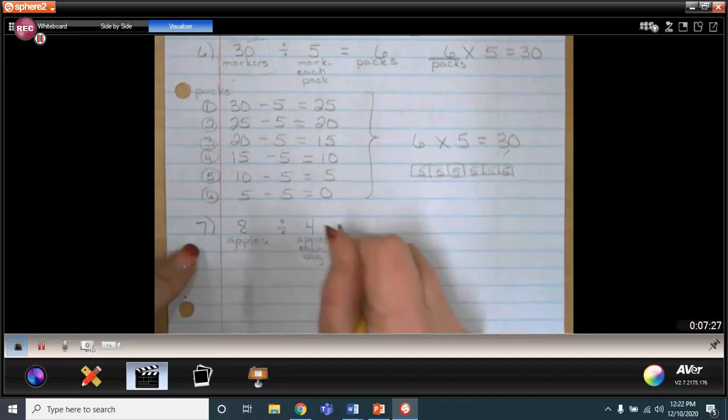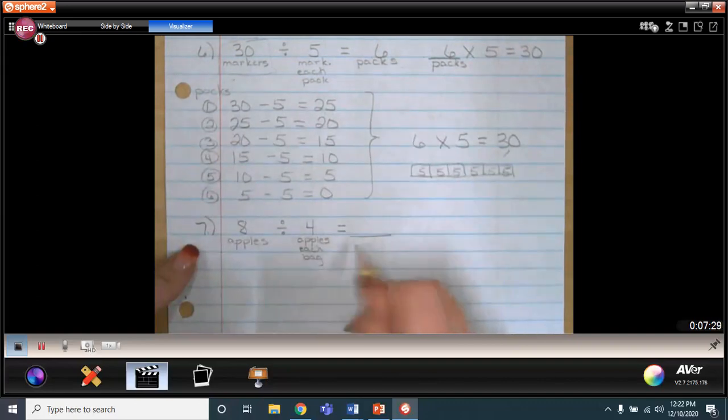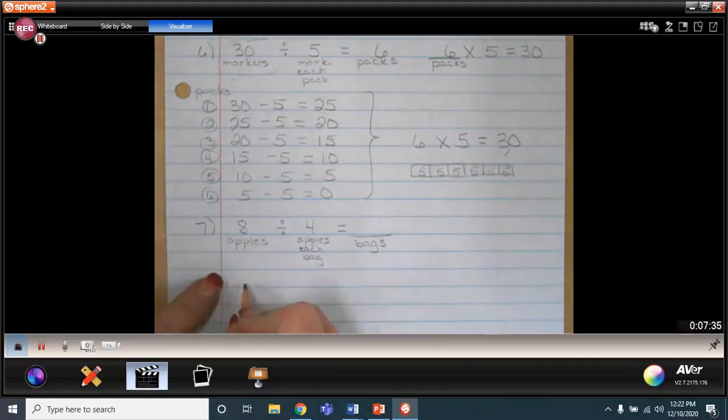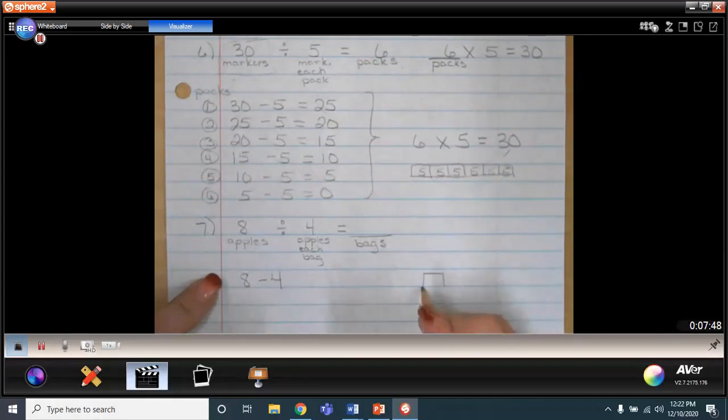And I'm going to see that I'm looking for my groups. My groups are the bags. Okay, so if I have 8 apples and I take 4 apples out, these are the apples, now I'm going to put those apples in a bag. So I'm just going to demonstrate that over here using my model.